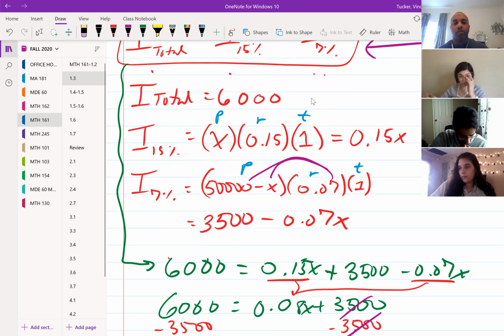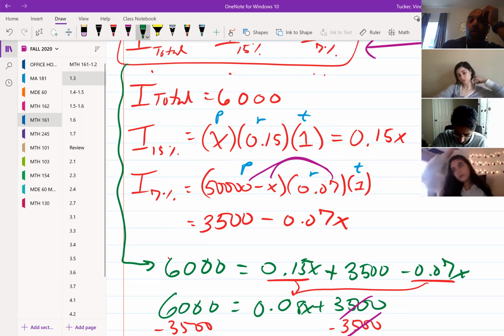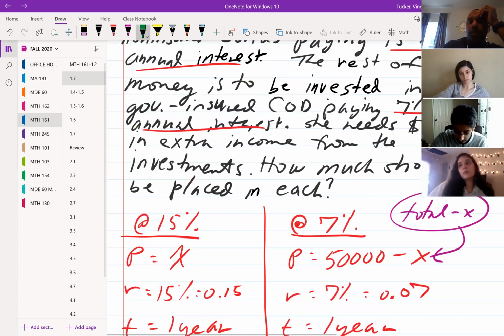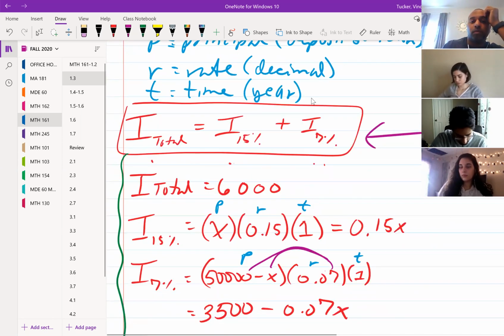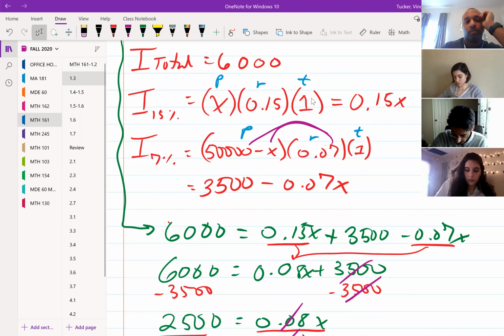P is equal to X, R is 0.5. And then we did it for the same right here. Did it twice. So 6,000 is the interest rate. Well, that was the total amount that she wanted per year. So we put that equal to the 15% and add up. Okay, I got it. All right, sounds good.